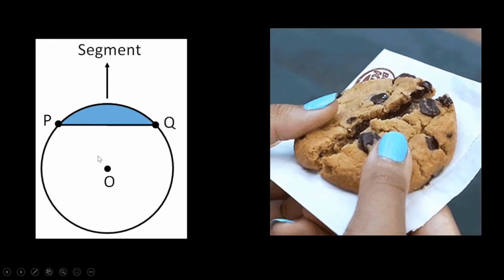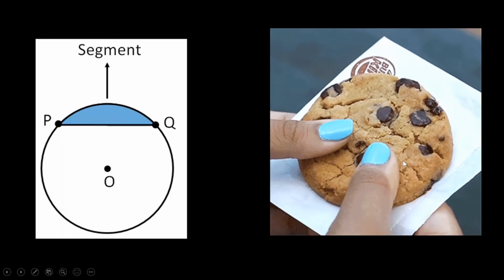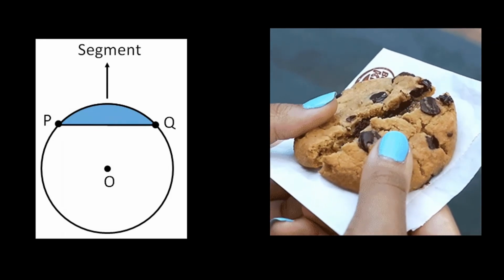Coming to the segment, as you can see in this diagram, it includes a chord. P and Q are any points on the circumference, and we can draw a chord out of them. So the segment is the region which includes a chord and an arc of the circle. You can relate this segment to the breaking of a biscuit or a cookie, right?